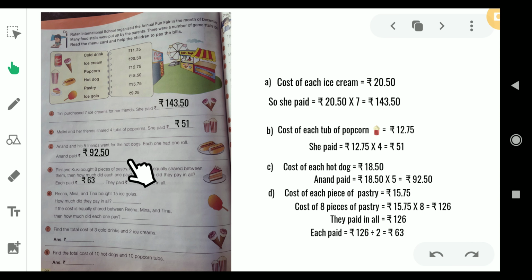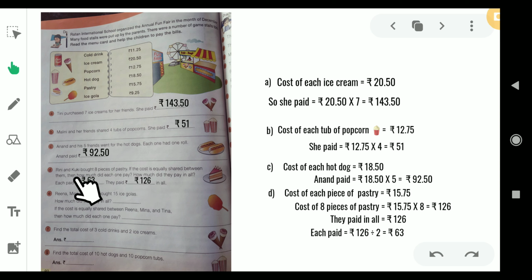See, here Anand and his 5 friends went, but Anand didn't have a hot dog. Only his 5 friends had the hot dog. So that is why Anand has purchased only 5 hot dogs, because Anand didn't have one. So he has to pay for 5 hot dogs. The cost of each hot dog is 18 rupees 50 paise, and he purchased 5 hot dogs, so the total cost of 5 hot dogs will be 92 rupees 50 paise, and that we have to write here.